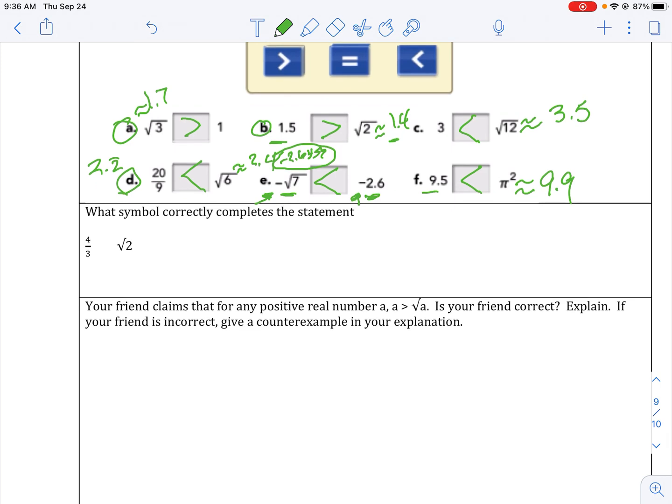So again, greater than, equal to, or less than. 4 divided by 3 is 1.3 repeating. The square root of 2 is 1.4. So the first numbers are both 1. Those are the same. Then the square root of 2 has a 4 and the other has a 3. 4 is greater than 3, so the square root of 2 is larger.